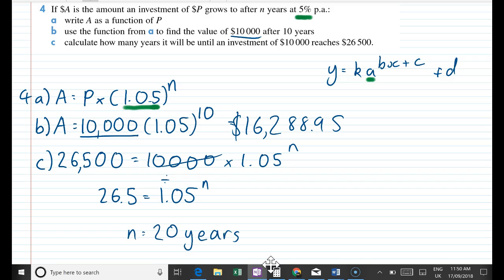As you can see, I made a mistake and wrote down 26.5 instead of 2.65, which is the answer. Sorry for that. 26,500 divided by 10,000 is 2.65. Hopefully that wasn't too bad a mistake and that didn't confuse you.